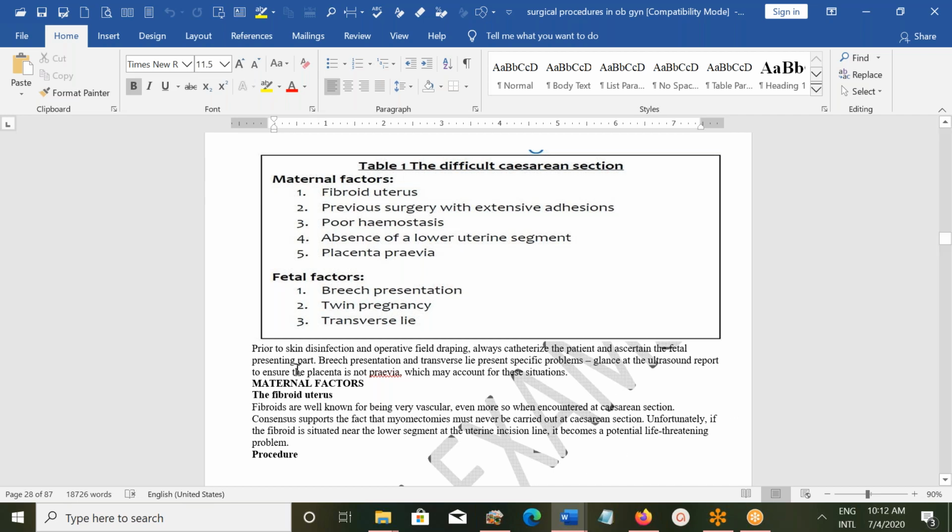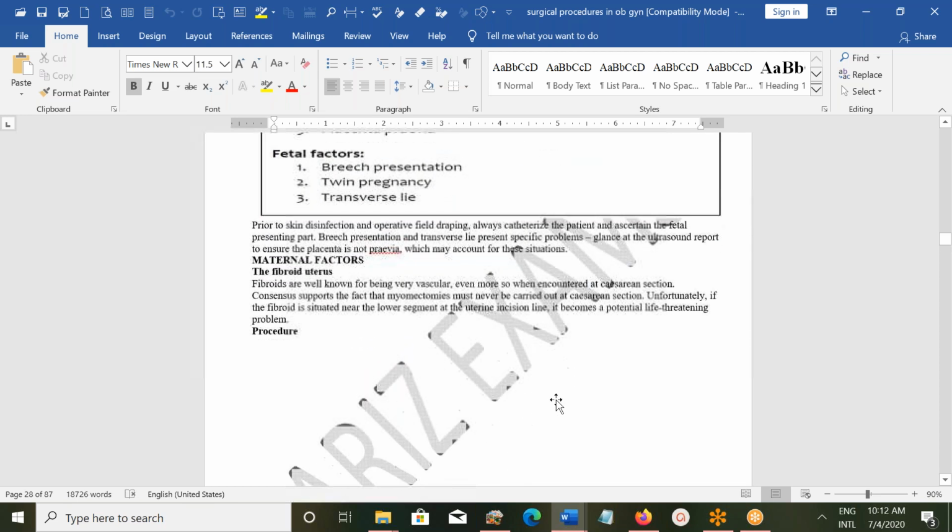You should be sure about the fetal presenting part. Breech presentation and transverse lie present specific problems. So if you are doing a planned, elective cesarean section, it is better that you have some information about where exactly the head of the baby is.